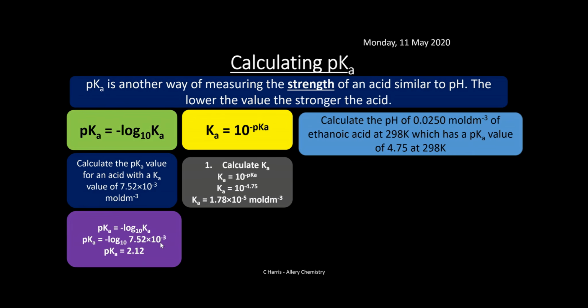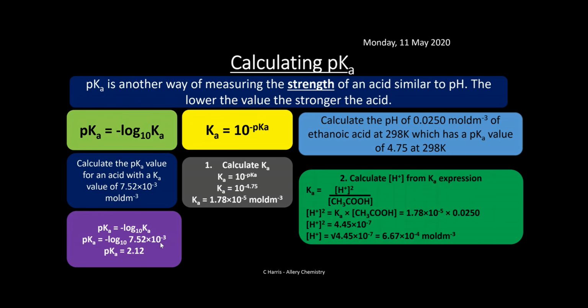So remember, to work out the 10 to the minus pKa, we press shift and then log, and then you get the 10 with a little box above it that's flashing. And then what you put in that box is minus your pKa value that you've been given in your question, or you may have worked it out in a previous question. Okay, so that's calculating the Ka, in this case.